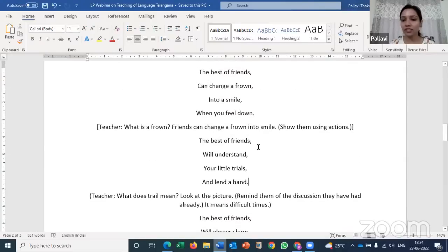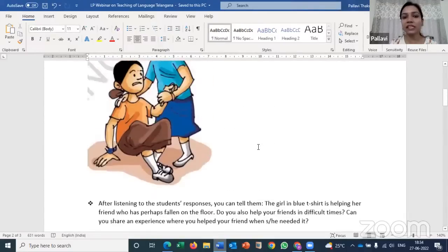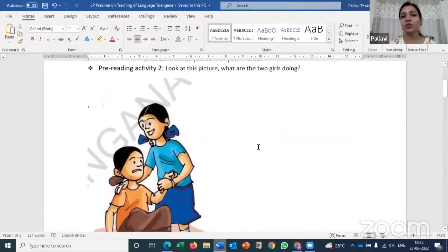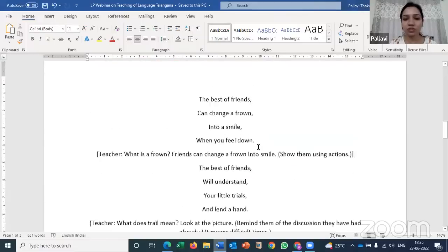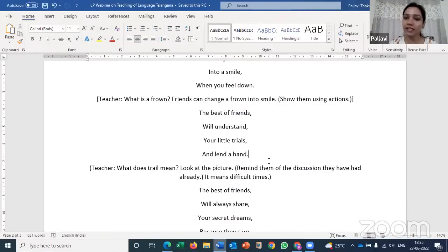You already have some idea, you know your students, about which are the words that the child might struggle with. So instead of stopping at that point of time when you're reading the poem or the text and describing what that word means, you can perhaps also deal with it in the beginning before you get to the text. So let's choose the word trials here and lending a hand. "The best of friends will understand your little trials and lend a hand."